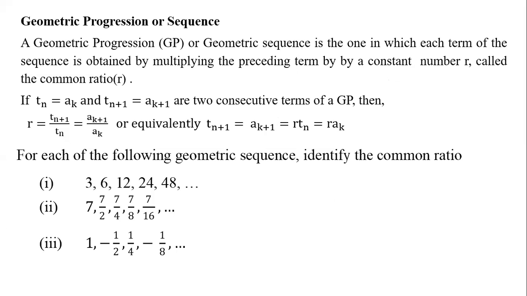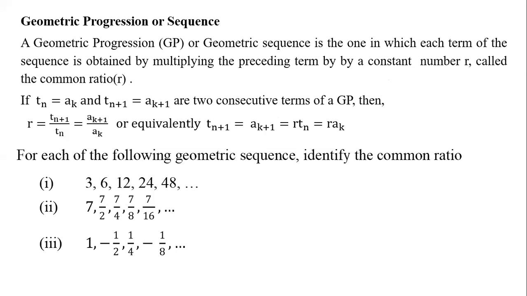Now, what is the first term? 3. Thank you. What is the common ratio? 2. That is, the common ratio is 6 divided by 3, or 12 divided by 6, or 24 divided by 12, or 48 divided by 24. That is the common ratio. Thank you.